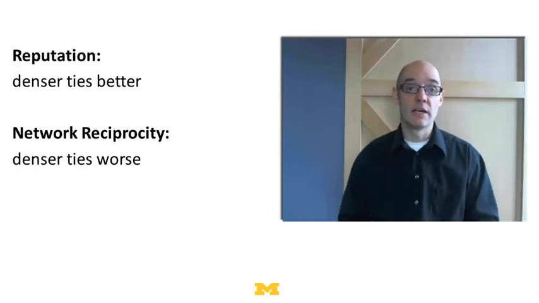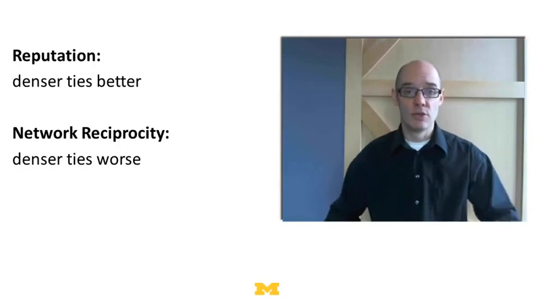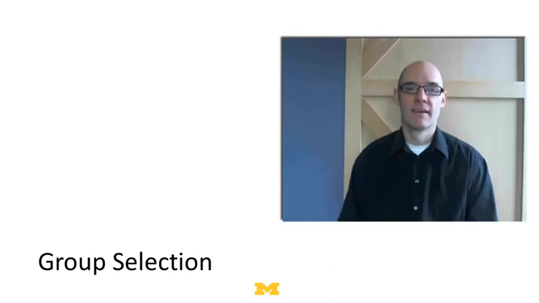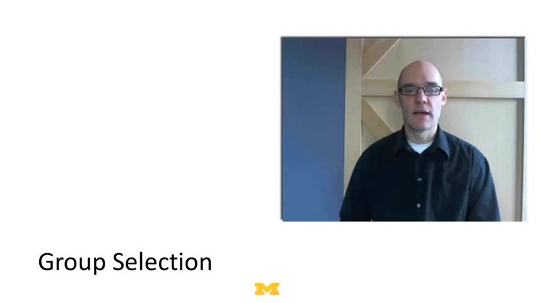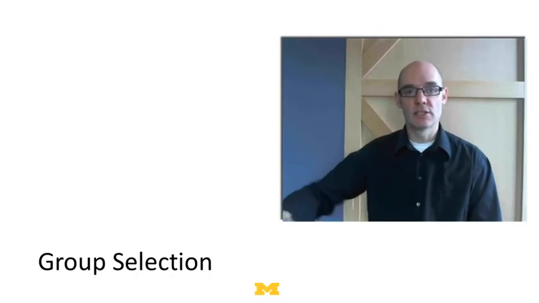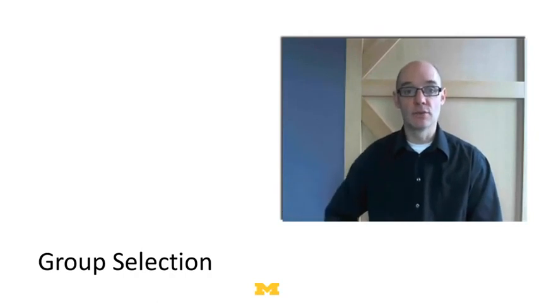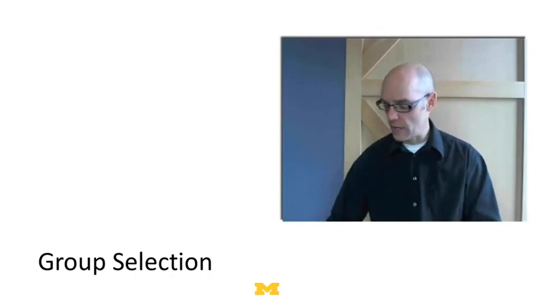If you're relying on network reciprocity, you'd prefer it to be starker. Next, group selection. Group selection refers to the fact that the selection could be on groups of people as opposed to individuals, and so groups of cooperators can win out.